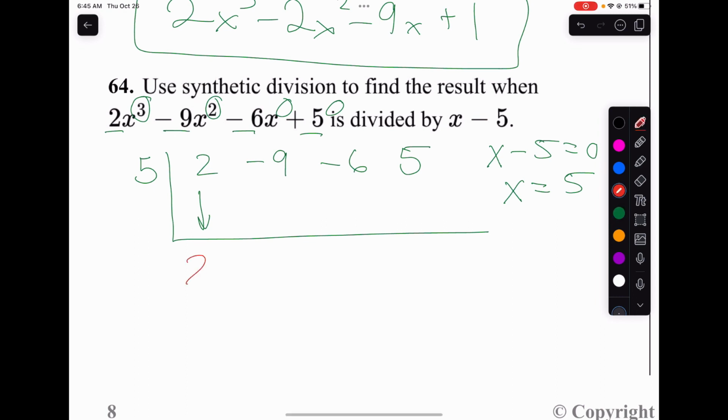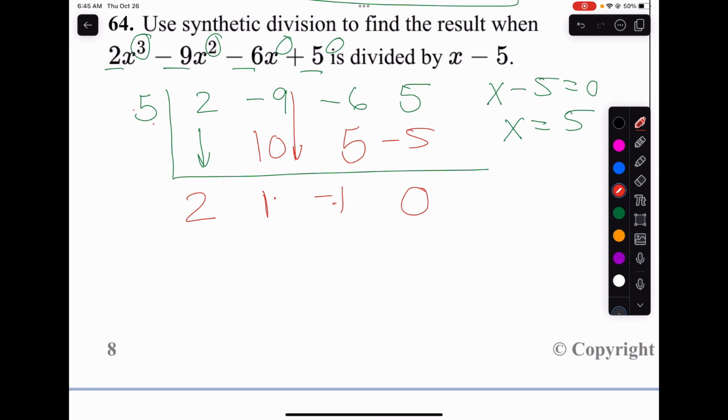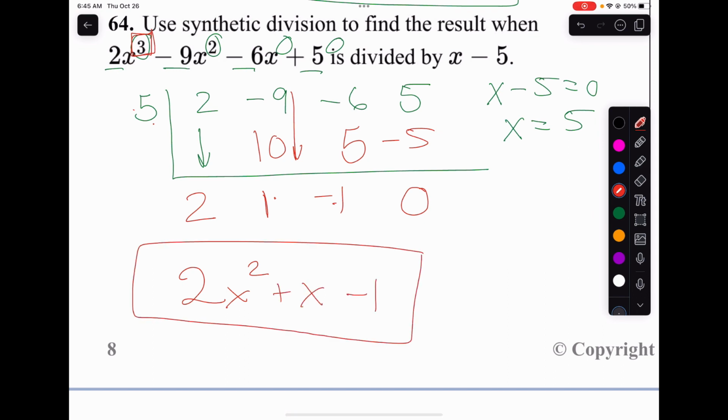We drag the 2 down. We multiply. We add down. I do 5 times 1. I get 5. I add down. I multiply again. And I get my remainder of 0. Now again, your answer is going to be 1 less degree than what you started with. So I started with a cube, or a power of 3. So my answer is going to be squared, power of 2. So I'm going to do 2x squared plus x minus 1, and I have no remainder.